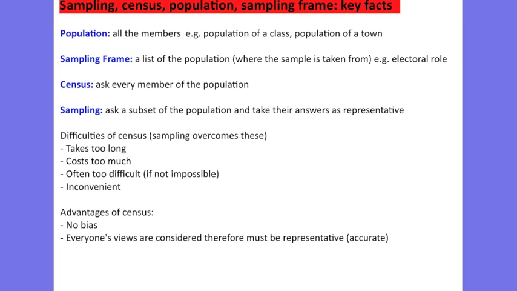Now, sampling overcomes all of these difficulties and is often chosen in preference to carrying out a census. However, there are several advantages of a census, and in some cases it's necessary to carry out a census. First off, there is no bias in a census, as everyone's views are considered, and therefore the information collected must be representative. It is accurate.